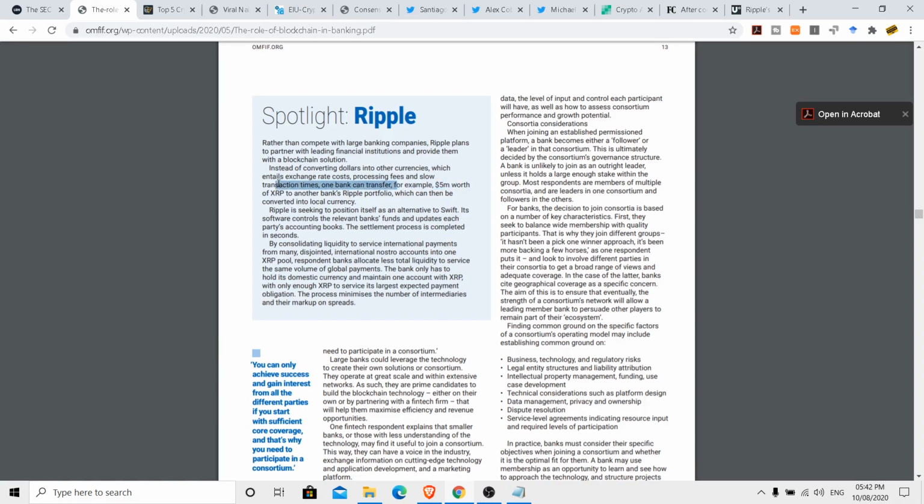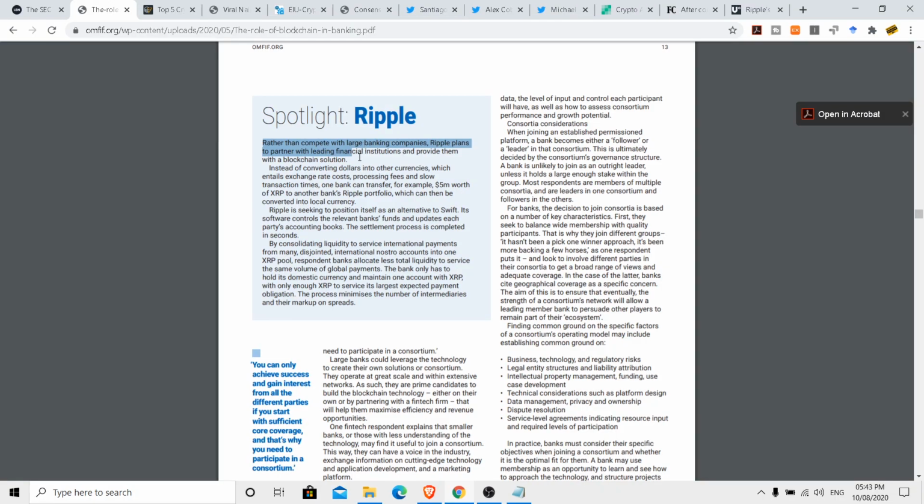Now in the spotlight, we just showed you an aspect where 5 million worth of XRP is being transferred. So XRP is being used in that particular example, right? This is directly by the OMFIF. Rather than compete with the large banking companies, Ripple plans to partner with them, and they are in the spotlight here. Even in the last central bank's payments news, I showed you directly from them. The spotlight was Ripple's employee talking about cross-border payments.